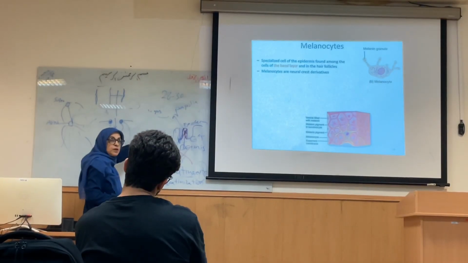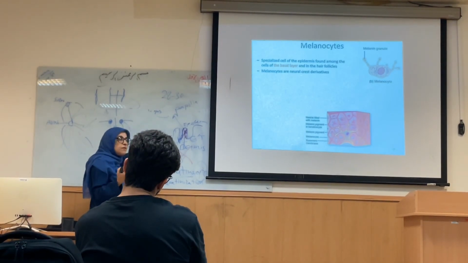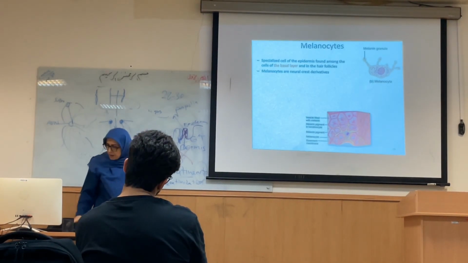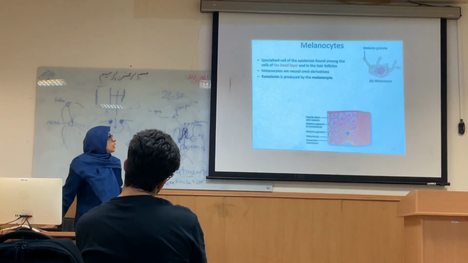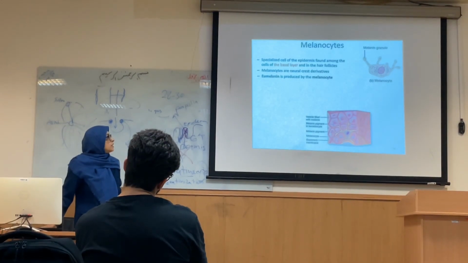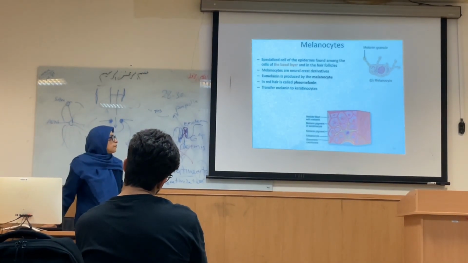These cells migrate to the skin and differentiate into cells that are involved in the production of melanin, of different types, that is eumelanin or pheomelanin, which is finally transferred to keratinocytes.